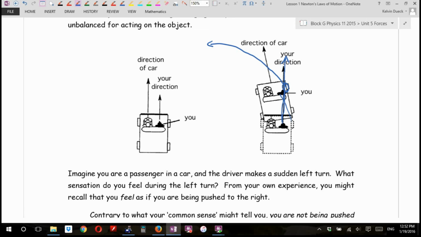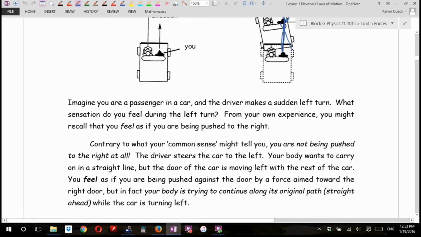Okay? No, the girl didn't come sliding across. The girl kept going in a straight line. The car moved underneath her. Her inertia kept her going in a straight line. It was the car that was moving, but relative to the driver, it seemed as though she had come into his arms. Ask your grandfather. He might admit it, I'm telling you. So, contrary to what your common sense might tell you, you're not being pushed to the right at all. You're wanting to keep going in a straight line, and it's the car having to apply a force on you to get you to move around the corner.